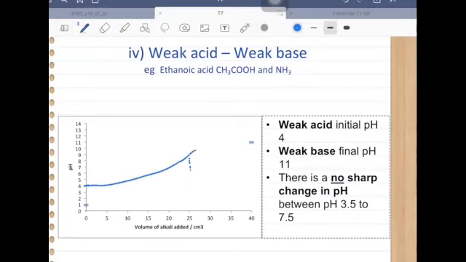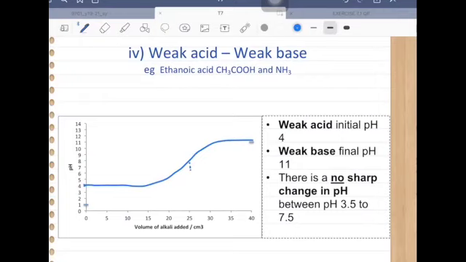So something like that. Okay, maybe not, because it's a nice gradual change like that. Okay, so what happens is, because they are both weak, the change in pH is also gentle, okay, and really slow, right? That is all you need to know, okay?